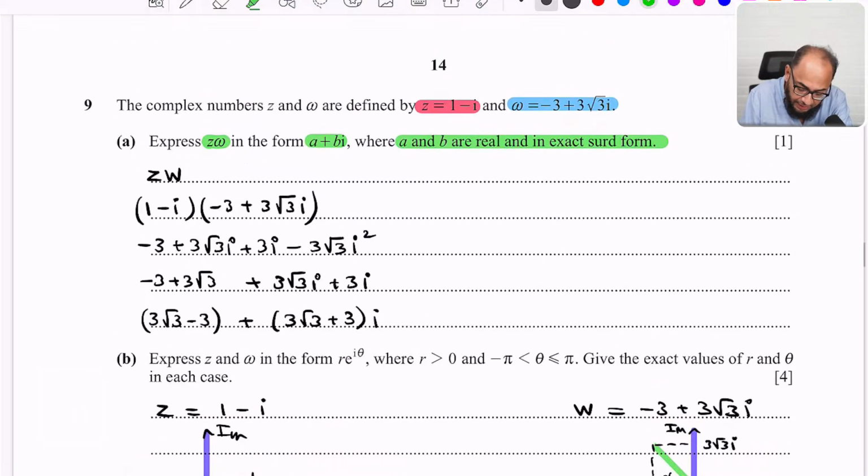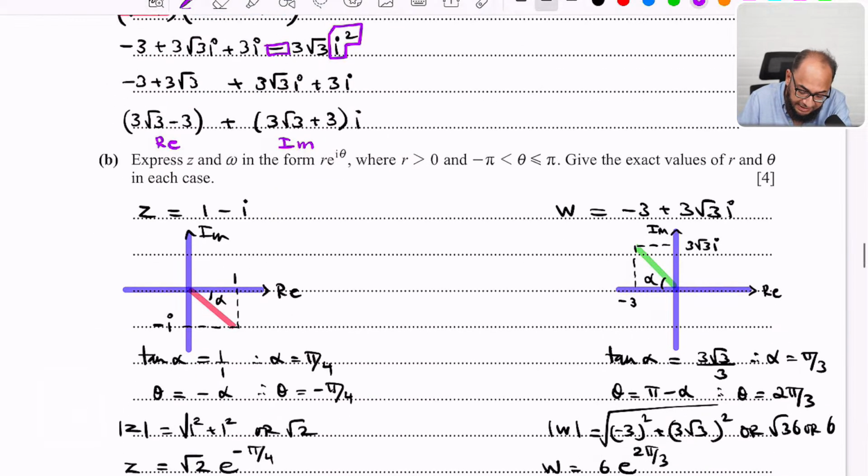So when we multiply, we write z over here. So let me again use the red marker. So this is z over here, and this blue one is the other one, which is w. So just look at the working. 1 into -3, 1 into this, -1 into this, minus i into this, and into this. We should know that i square is equal to -1. That is used. So that is why this i square is becoming negative, changing it into positive. So this is the real part, this is the imaginary part, and it's in the exact surd form. That thing is done. The next part. Express z and w in the form re^(i theta), where r is positive and theta lies between minus pi and pi.